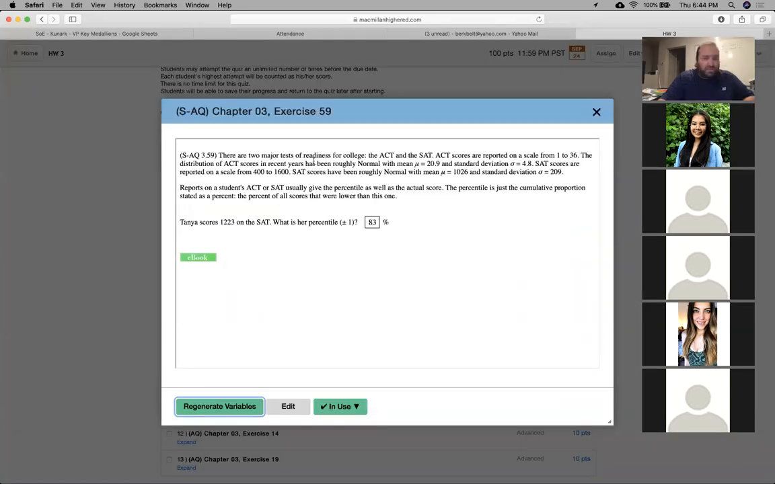There are two major tests, ACT, SAT. Each one is normal with different means and different deviations. Reports on a student's score usually give the percentile as well as the actual score. The percentile, you don't get that screen. What do you get? We're going back to the previous one for a second because she asked a question. What screen do you get? I just get an error. You have the same calculator as me? I have the TI 83 plus. Okay.